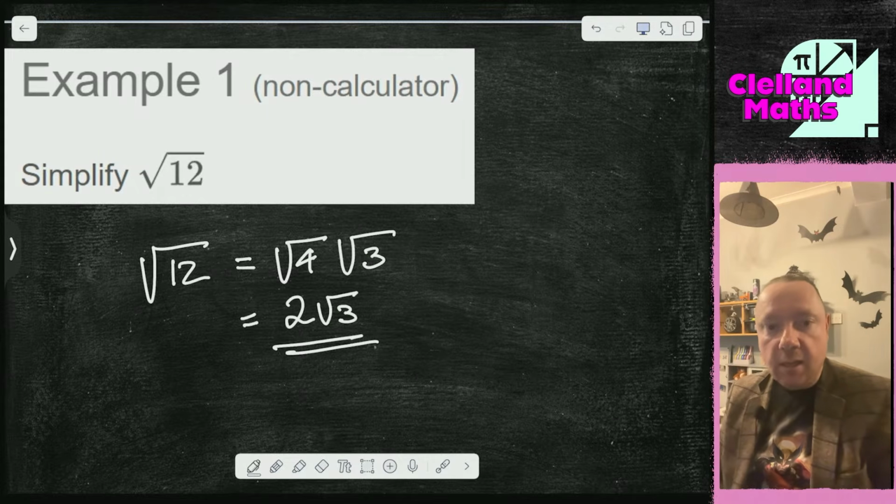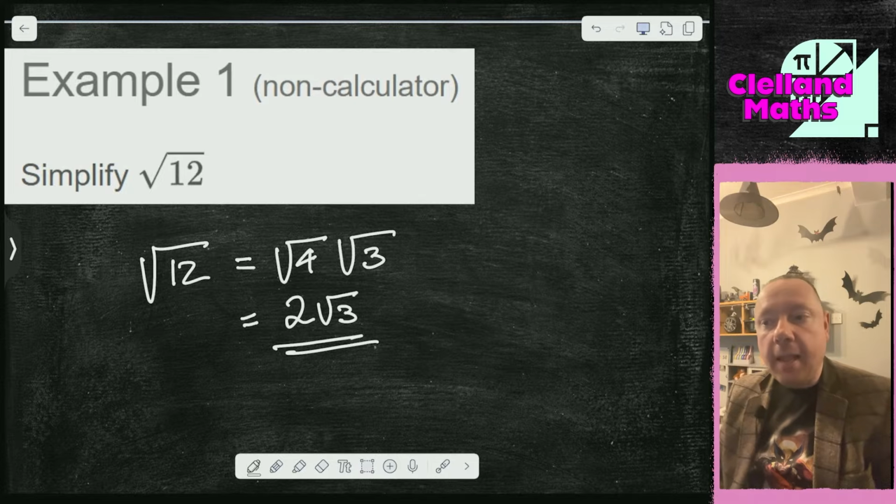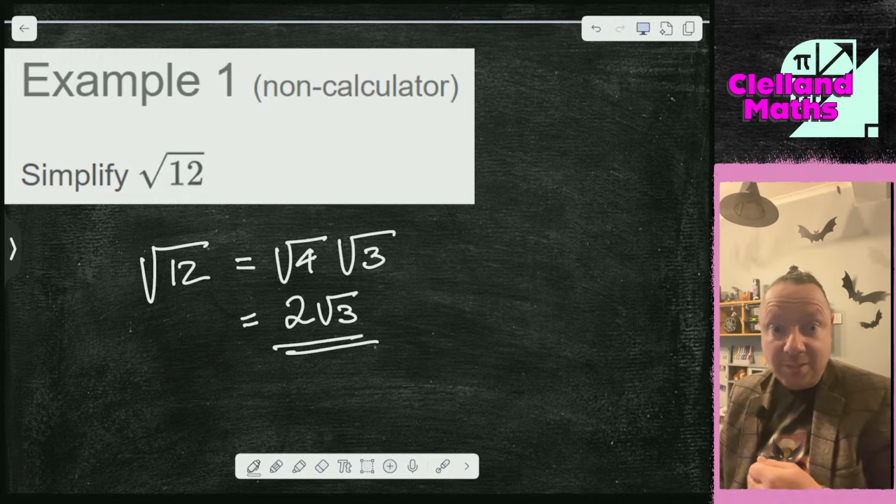Now, sometimes there's a bigger square number that goes into the number. Let's say we're picking a bigger number like 60. You need to check that you use the biggest square number that you possibly can. Otherwise, you're going to have to keep simplifying.